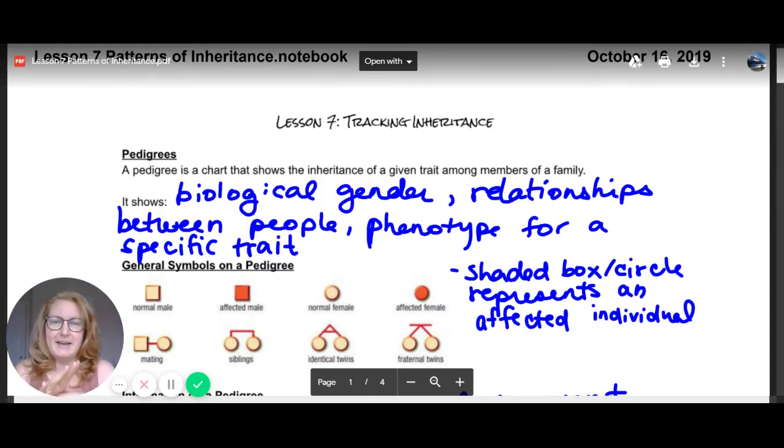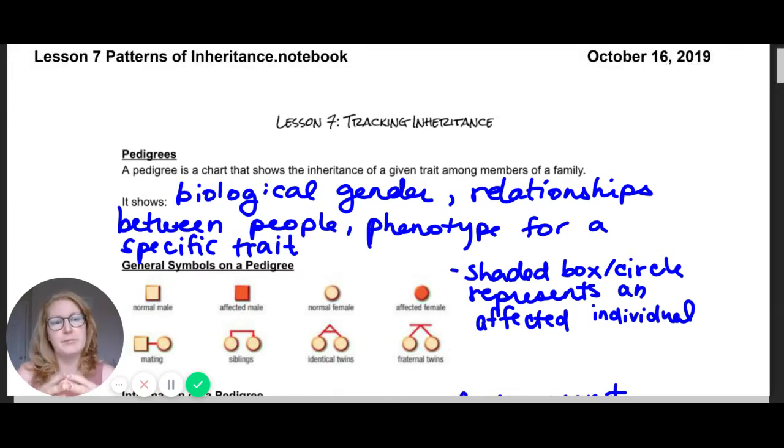You're going to see at the end, there's some practice also that I've attached for you. Essentially, what the pedigree does is look at more than one generation. So we're not simply doing a Punnett square where it's just the parents and just their offspring. Now we're often looking at more than two generations. Some pedigrees can be quite large, looking at many generations.